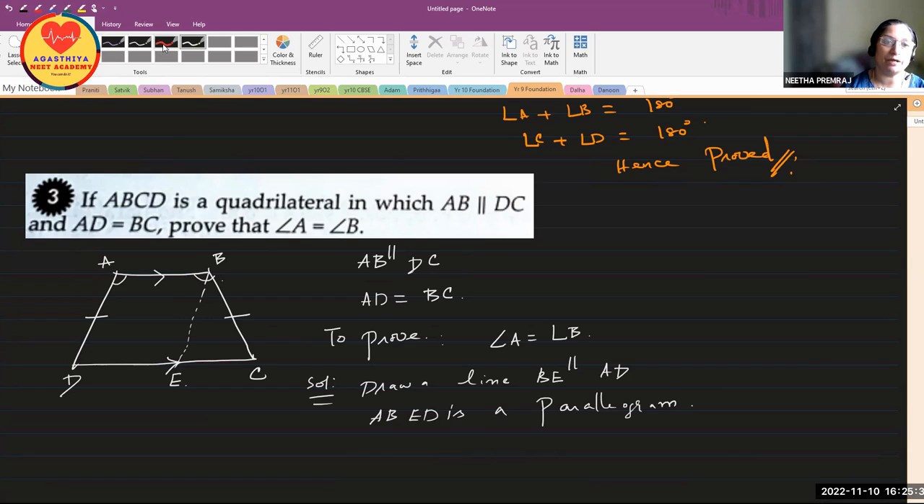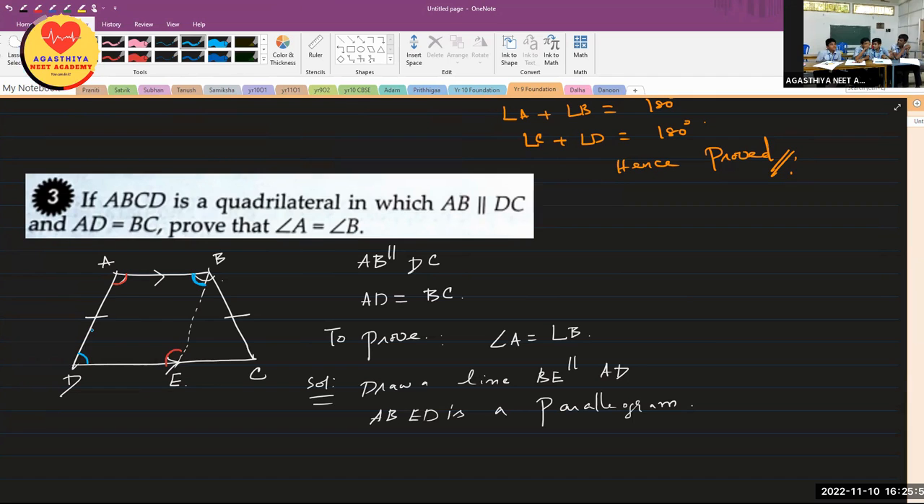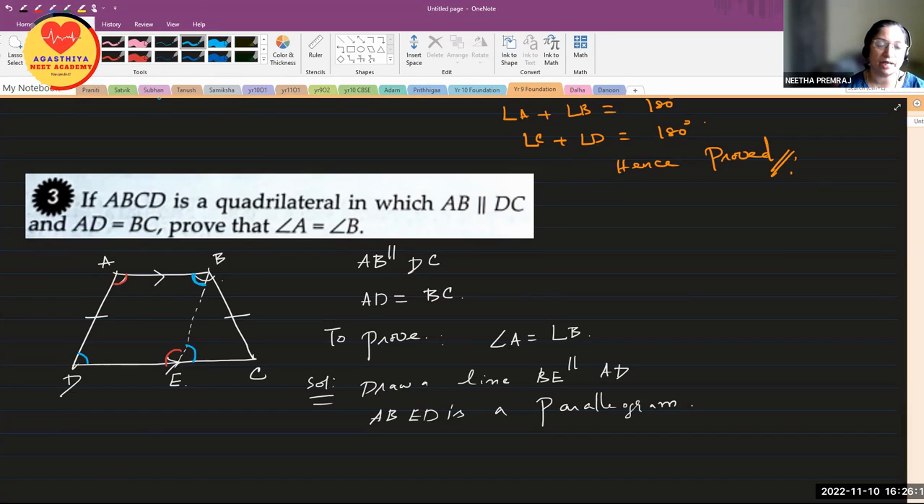So you know that in a parallelogram, opposite angles are equal, isn't it? This angle is equal to this, and this angle is equal to this. That you know, isn't it? These two angles are equal. Okay. Then what else? What's the idea? And you know that as these two lines are parallel, this and this are alternate angles, isn't it? This and this are alternate angles.